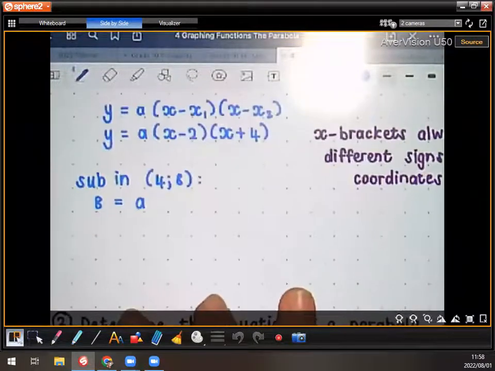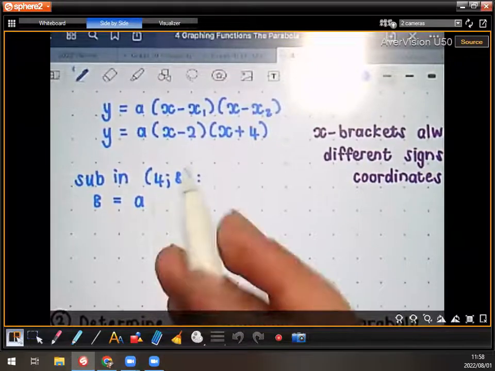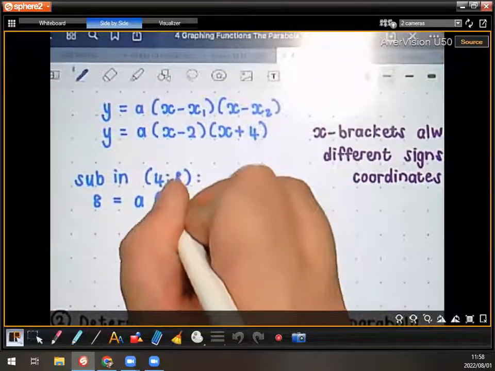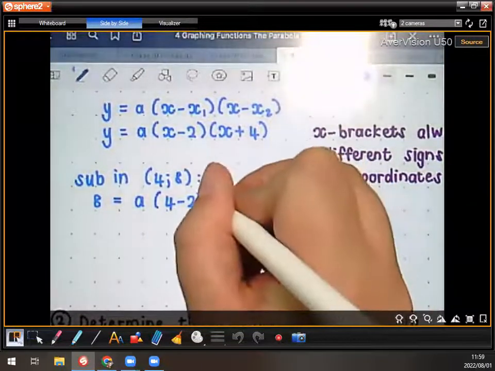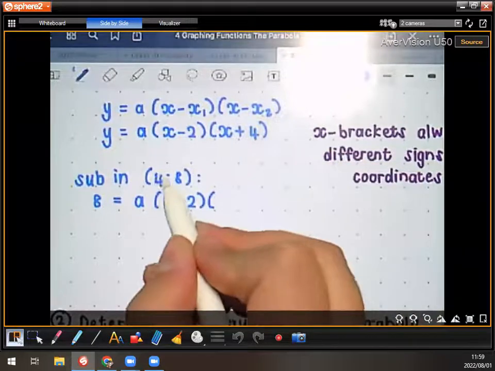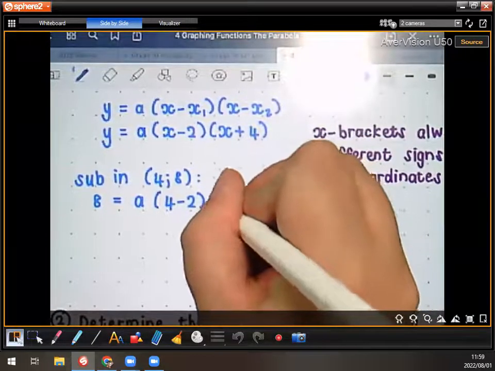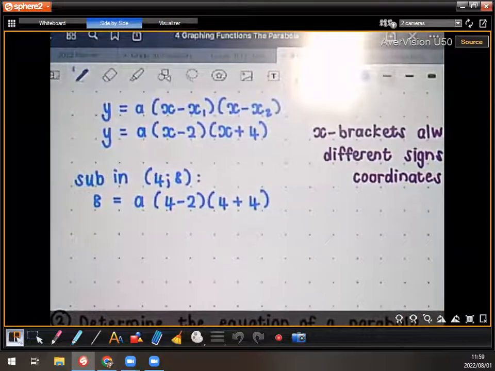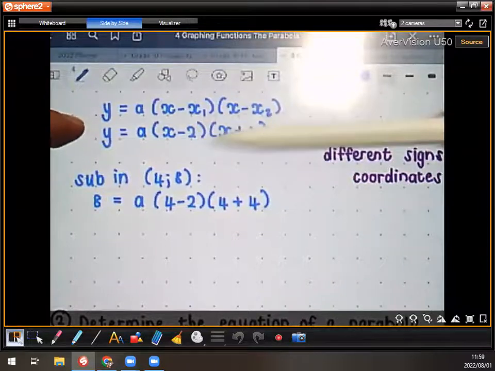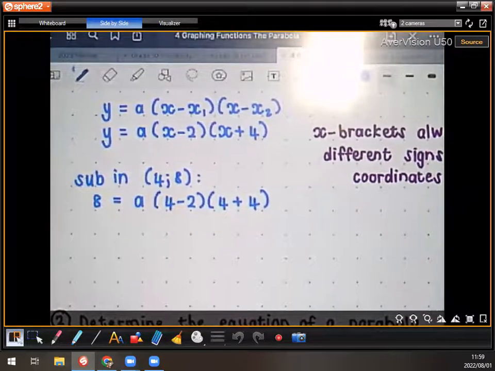Now, in that bracket, I have x minus 2. What is the x value of this point? 4. So we're going to say 4 minus 2. And then in the next bracket, we have x plus 4. The x value of this point is 4. So I have to say 4 plus 4. Right? X plus 4 is now 4 plus 4. You guys see that now A is the only variable. Okay, so we start in that point. Get rid of the y and the x's so that A is my only variable. Okay, we can work this out, guys.